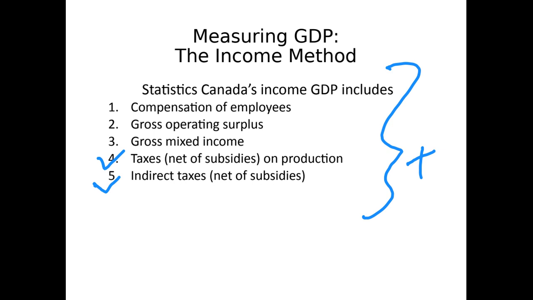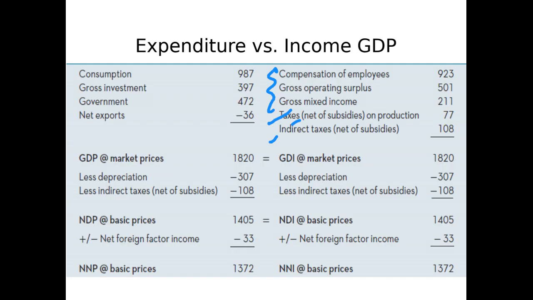Market price includes taxes. So we have to add these taxes in order to get the same answer. See, if I add all these three incomes, you are not going to get the same GDP. So if you add these three and then add these taxes, you will get 1820, which is exactly the same.